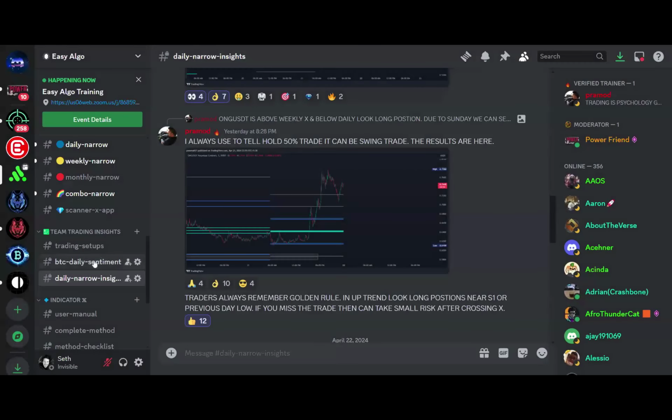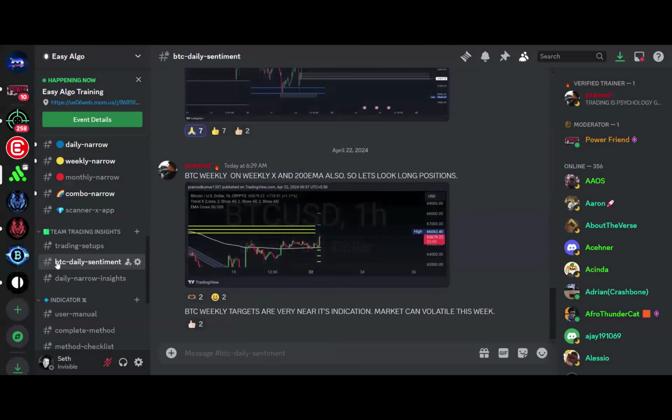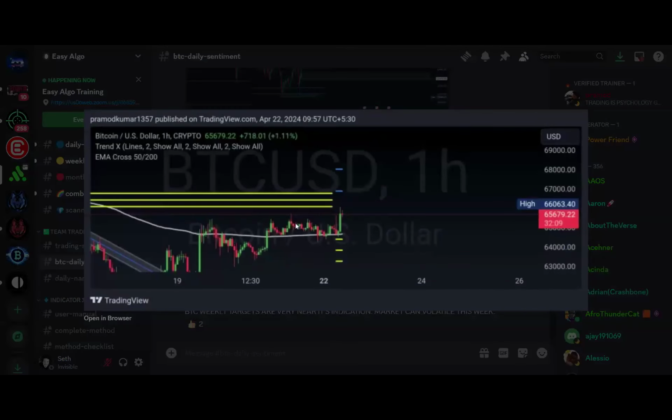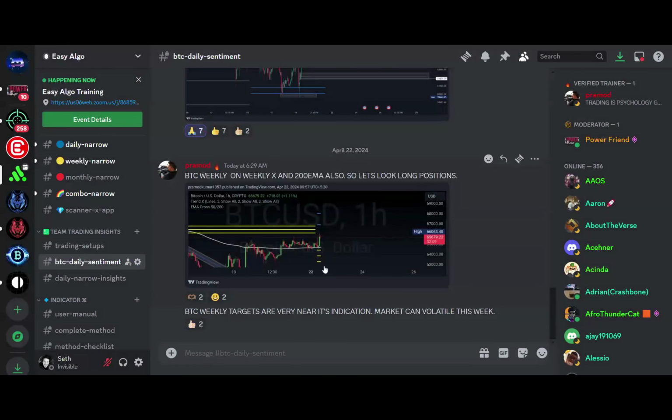So guys, make sure you stay tuned to these new channels, BTC Daily Sentiment. You can see this morning, Pramod said here, price has opened above the weekly pivot. So when Bitcoin opens above the weekly pivot, there's a strong chance that it's going to pull a lot of the altcoins with it and make the altcoins a bit more bullish.